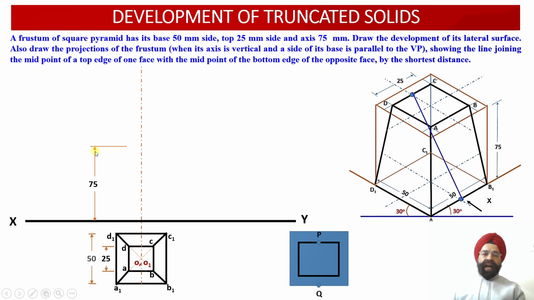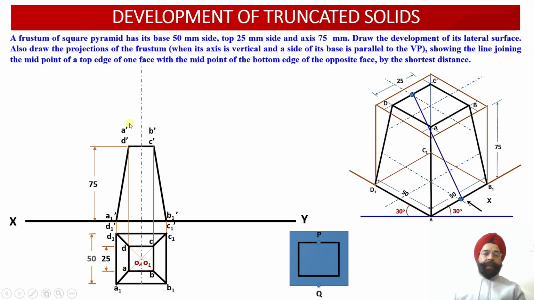We know that the height of the frustum of the square pyramid is 75 millimeter. Now we need to draw projectors from all of the points of the top view into the front view projections. Once we mark the axis height equal to 75 millimeter, corresponding to the top face ABCD of the frustum, we draw projectors from A and D and B and C into the front view. At a height of 75 millimeter, we obtain a horizontal line projection of the top face of this square pyramid.